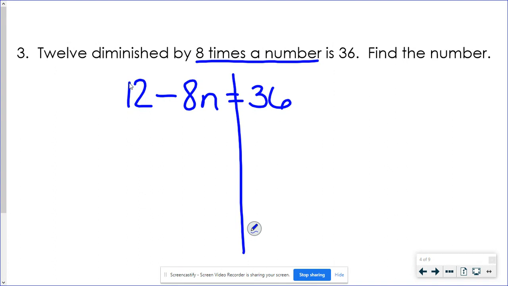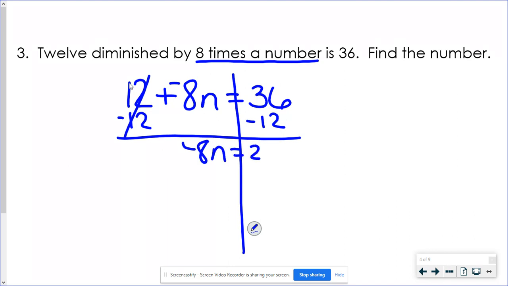Make sure that you're careful about the subtraction. This is really going to do a keep, change. So I would want to subtract my 12. So I have that negative 8n equals 24. It's a weird looking negative, sorry. Divide by negative 8. So I'm going to get that n is negative 3 on this problem.